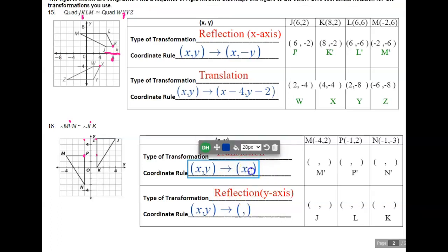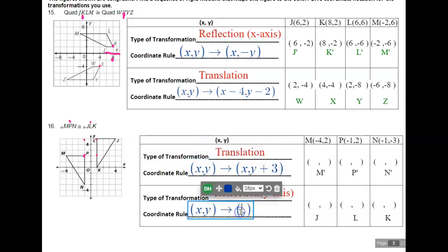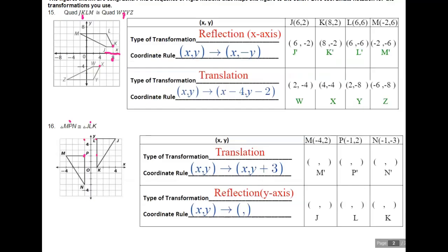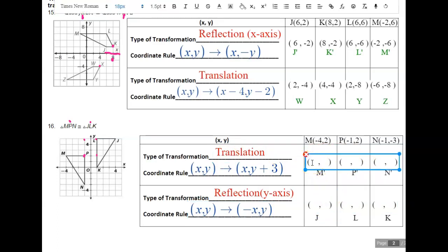So the translation again was 3 up. So the x doesn't change, so I just write x. But the y coordinates, those are moving up 3. So that's y plus 3. And the reflection over the y-axis is, let's see here, negative x, y. All right, here we go. So let's just keep each of these the same. Let's do it this way.